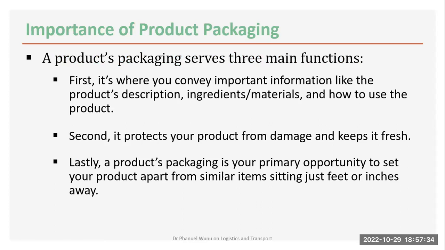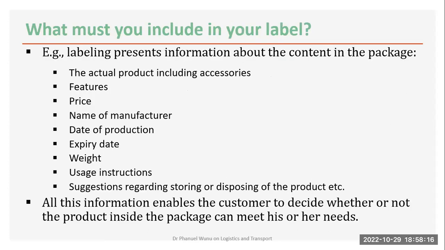So, importance of packaging: product packaging serves 3 main functions. First, it conveys important information about the product. Second, it protects the product from damage. And lastly, product packaging is your primary opportunity to set your product apart from similar products. So you can see different kinds of water, for example, different brands like UCC water, Belacqua, and also another one, Mont. Different types of water, different packaging, but they are all water just for us to drink. So these are functions of packaging.